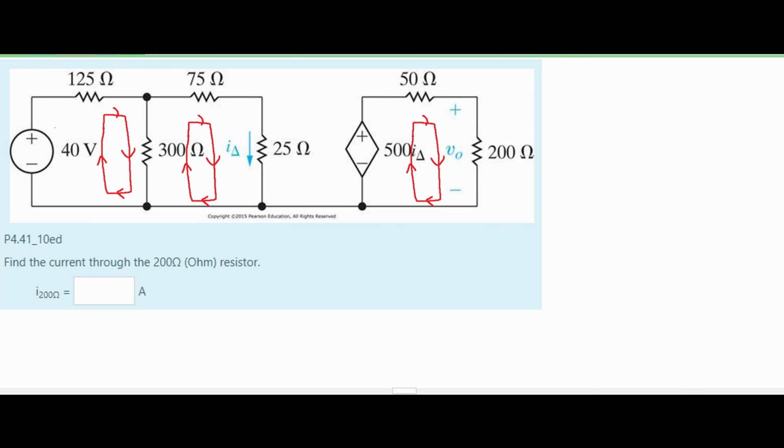I'm going to look at this first I1 right here, and then I'm going to look at I2, and then I'm going to look at I3. Once we have all of these formulas, we can plug them into a matrix and solve for our I1, I2, and I3, and then we would have our answer.